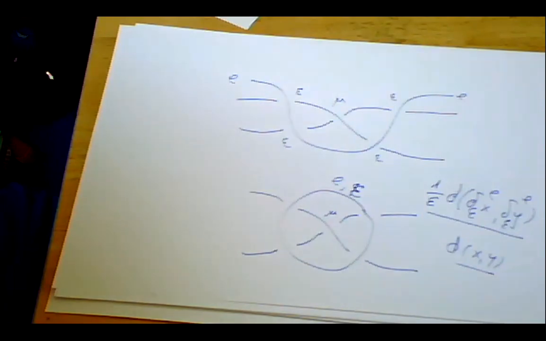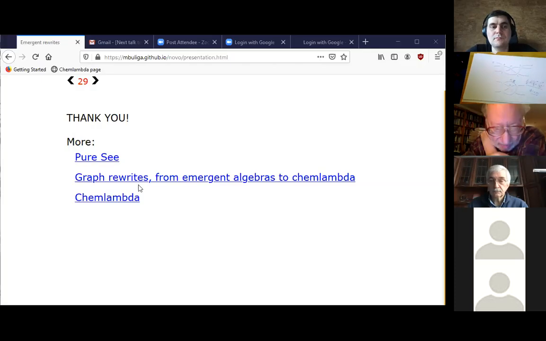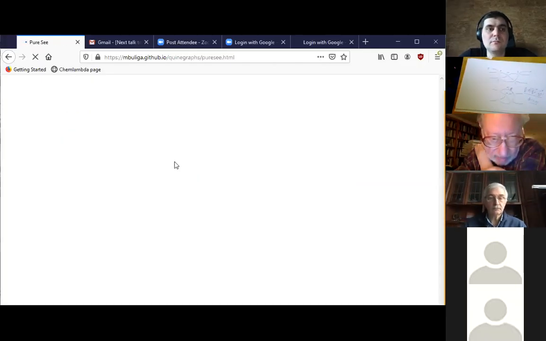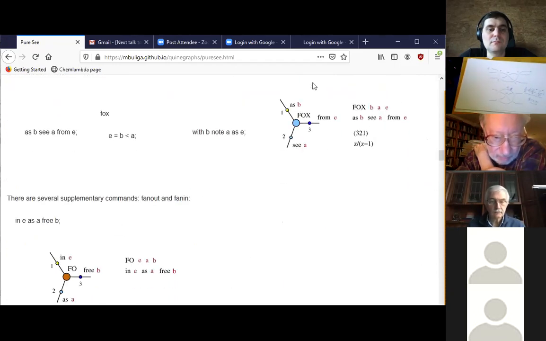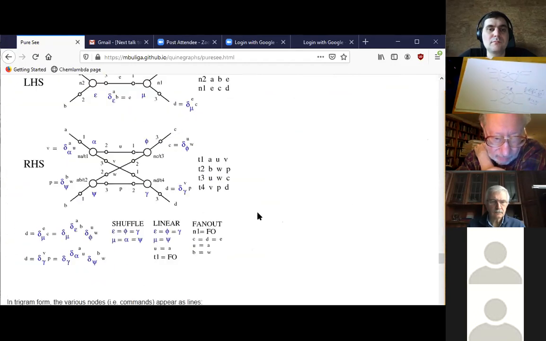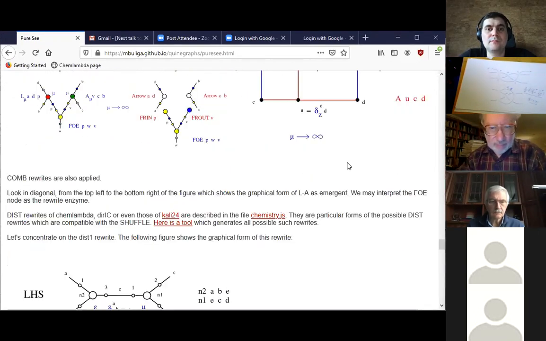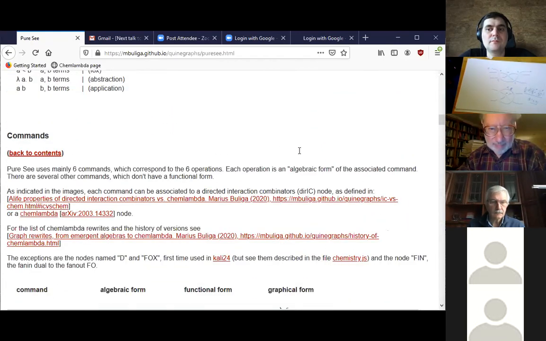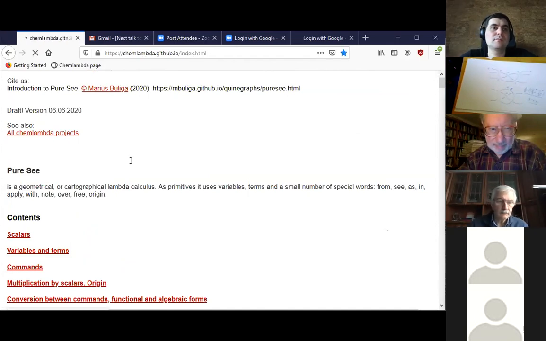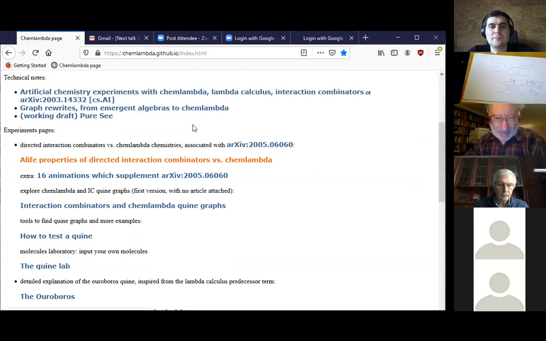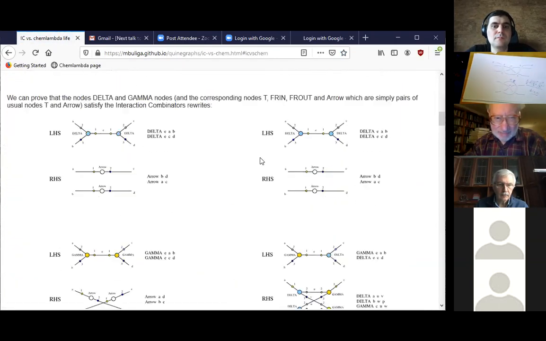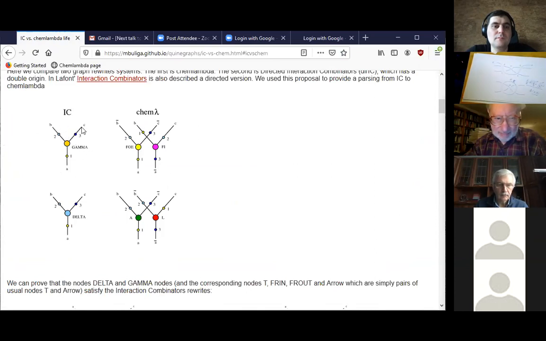Wait a moment, please, because I want to see this, but I want to point you, maybe I think there may be a connection with Lafont interaction combinators. Let me find. Because in Lafont interaction combinators, there are two nodes, gamma and delta, and each node can be expressed as a combination of two nodes, which can be expressed with dilations.